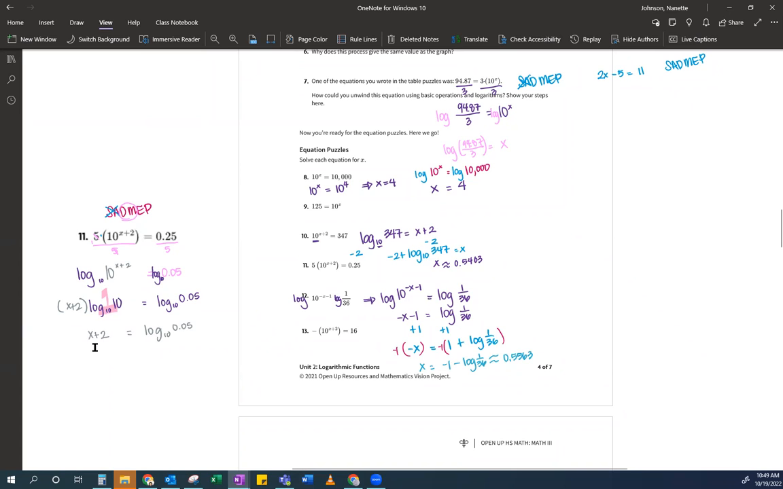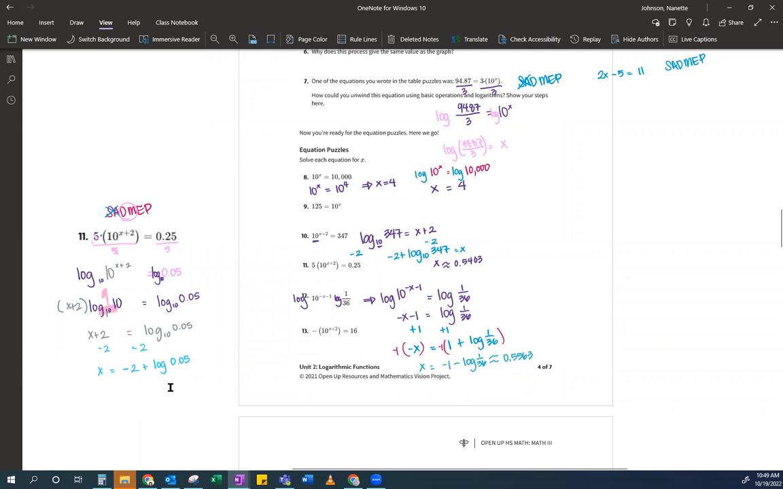Now, again, my goal is I need to solve for x. So x isn't by itself. So then I have to subtract 2 from both sides. So as I subtract 2 from both sides, then my answer comes out. And here's my answer. So the answer is x is equal to -2 plus log of 0.05. Notice I dropped that 10. I don't need it.